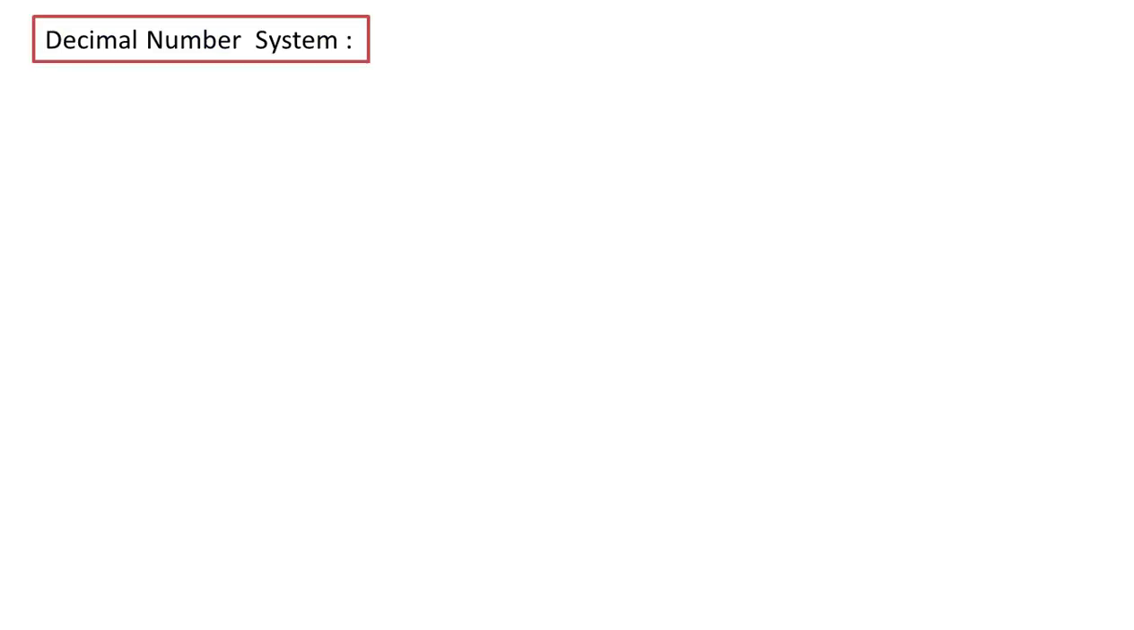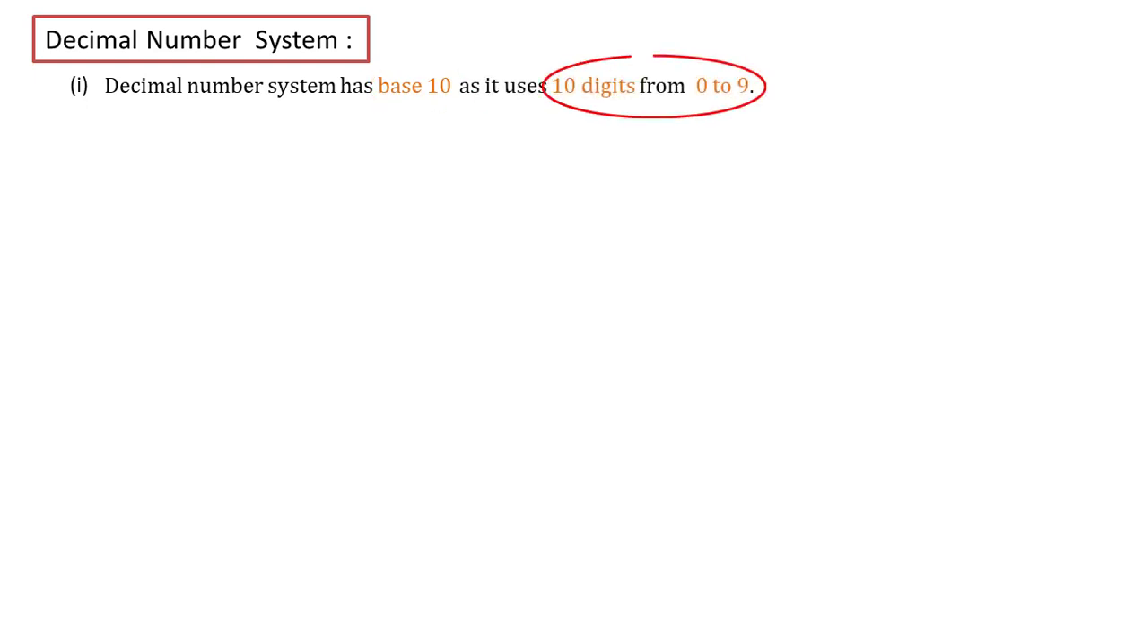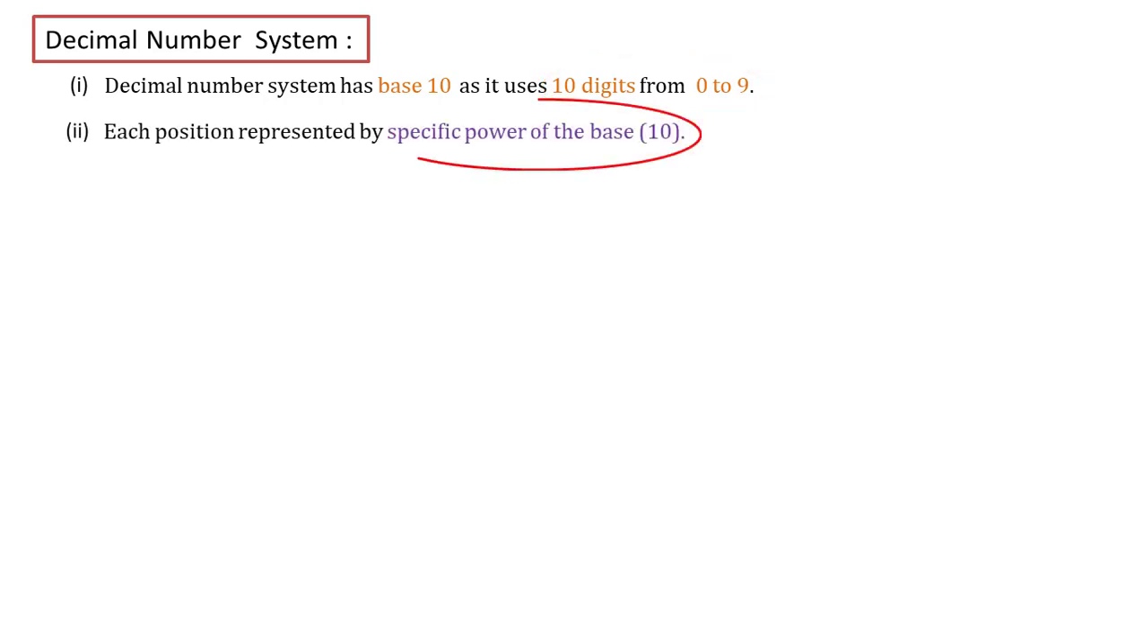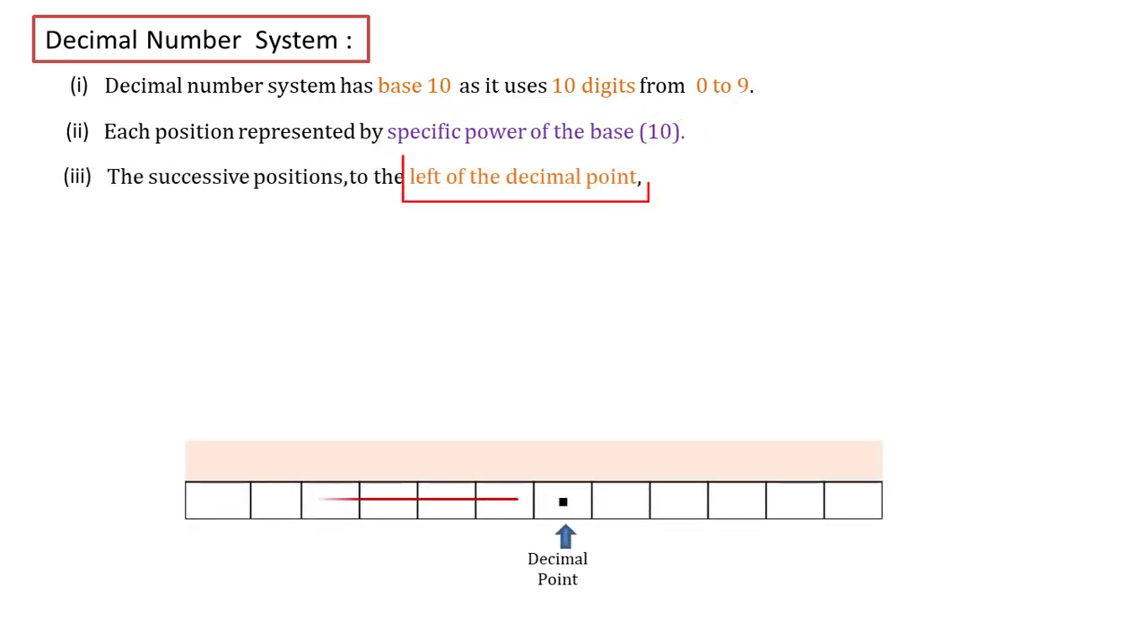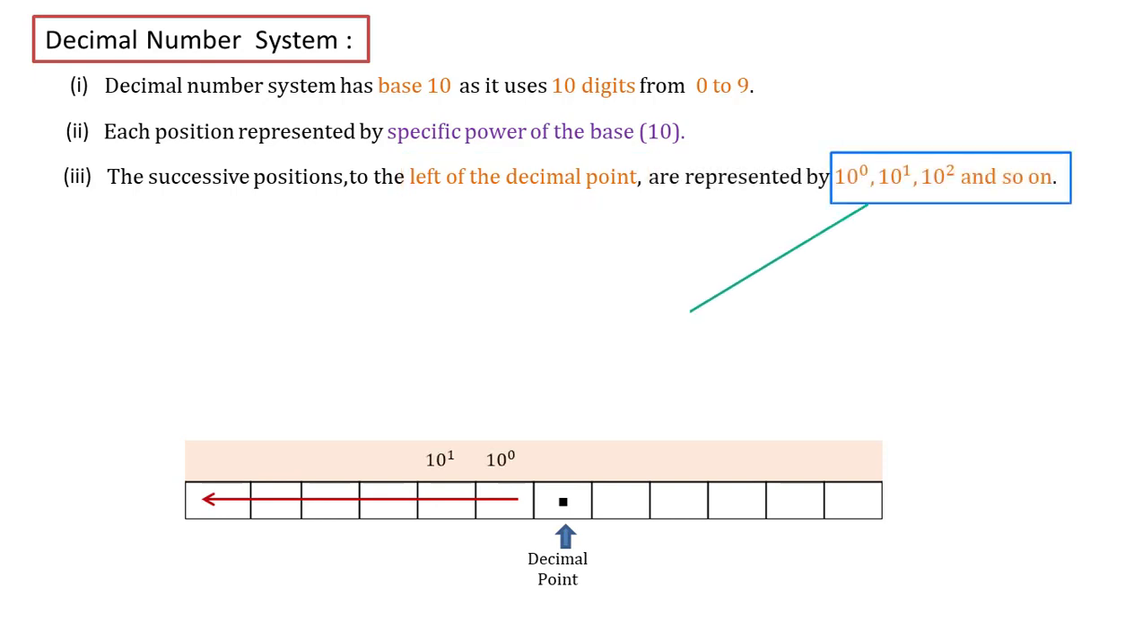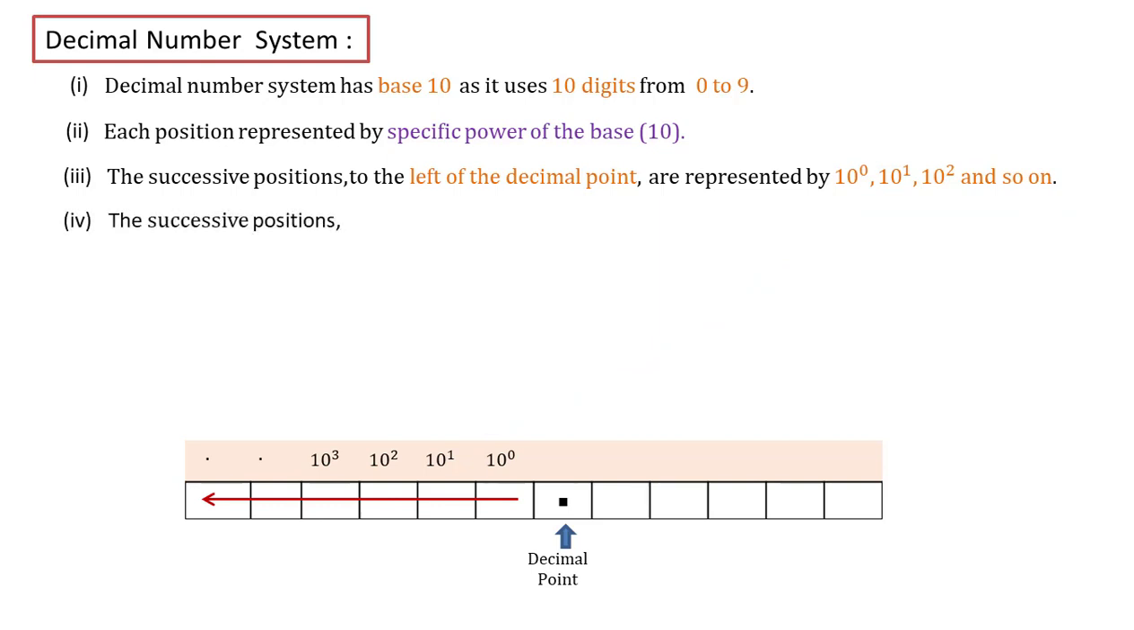First, we discuss decimal number system. The number system that we use in our daily life is the decimal number system. The main characteristics of the decimal number system are: first, decimal number system has base 10 as it uses 10 digits from 0 to 9. Second, each position is represented by a specific power of the base 10. Third, the successive positions to the left of the decimal point are represented by powers of 10. Fourth, the successive positions to the right of the decimal point are represented by negative powers of 10.